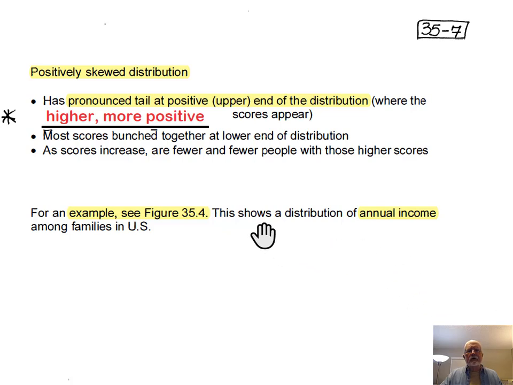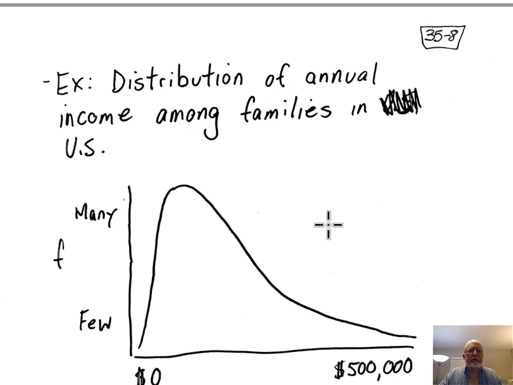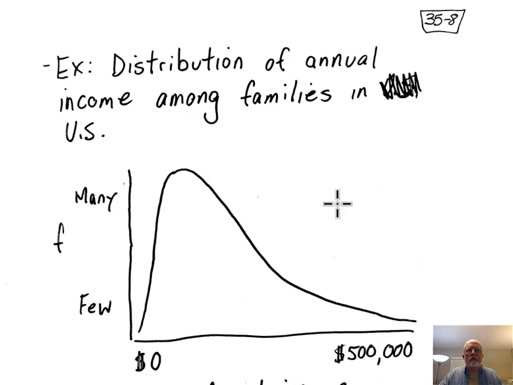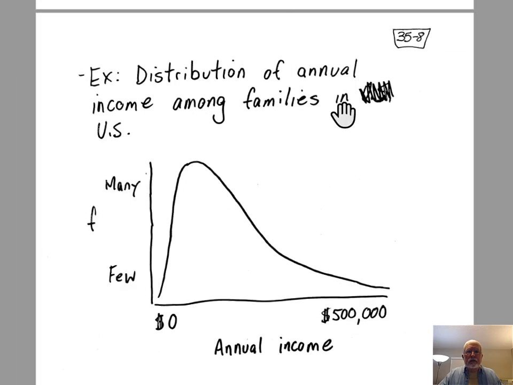For example, the next page shows a distribution of annual income among families in the U.S. Annual income usually forms a positively skewed distribution. Let's see an example of that and think about why it sort of makes sense that a distribution of income is going to be positively skewed. I am on page 35-8.